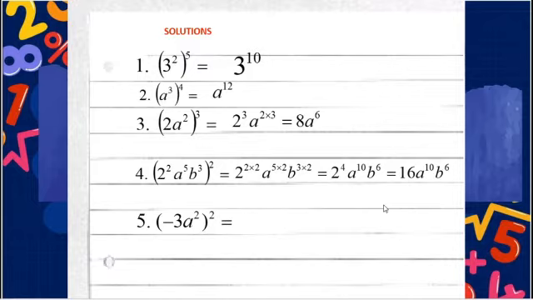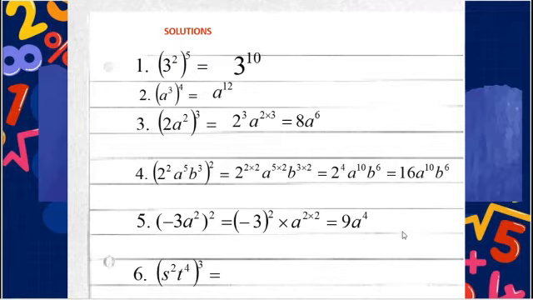Next, negative 3a squared, quantity squared. So, this is now equivalent to negative 3 quantity squared times a raised to 2 times 2. So, negative 3 times negative 3 is positive 9. And then, we simplify this one. So, this is now a to the 4th.